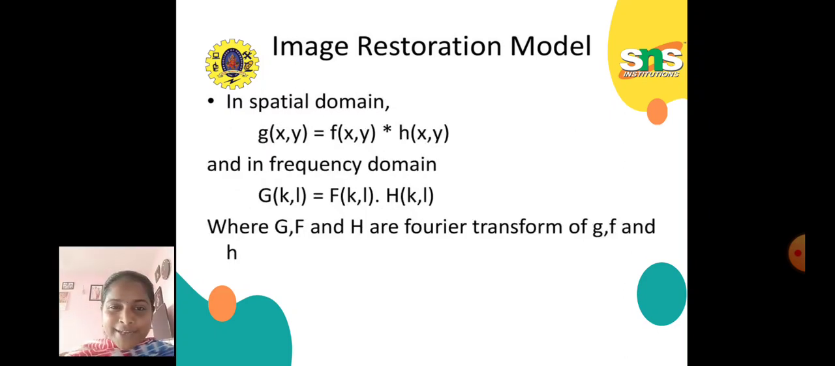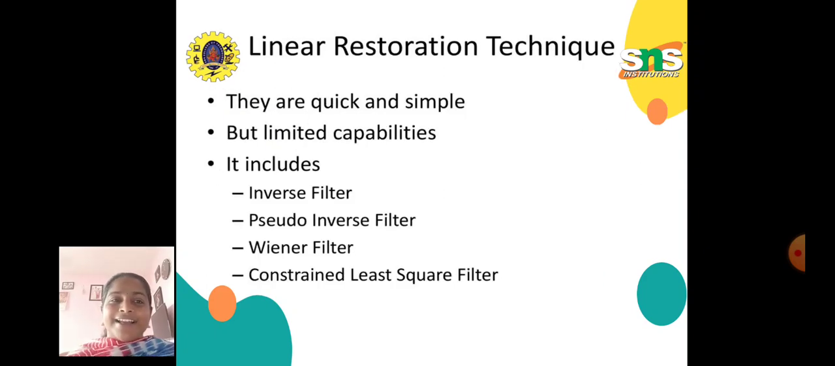In spatial domain, g of xy is equal to f of xy convolution with h of xy. In frequency domain, G of kl is equal to F of kl, dot product with H of kl, where G, F and H are Fourier transforms of g, f and h. See here, linear restoration techniques are very quick and simple but have limited capabilities. They include inverse filter, pseudo-inverse filter, Wiener filter, and constrained least square filter.